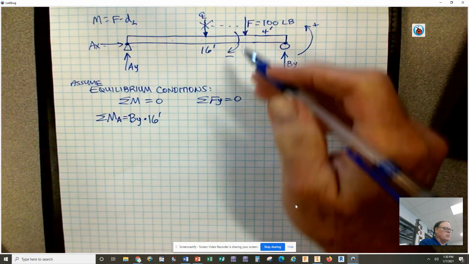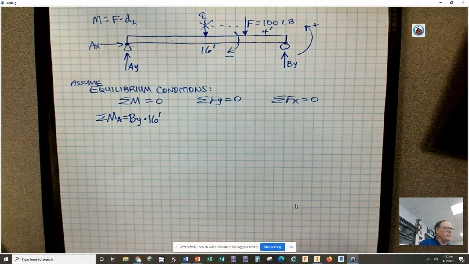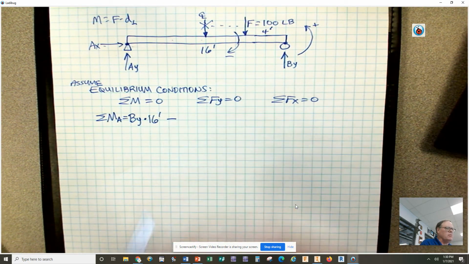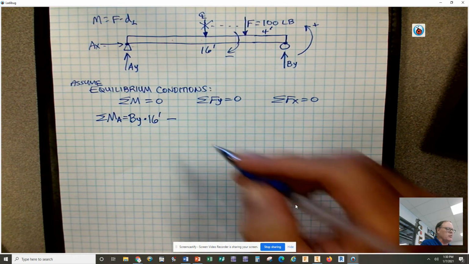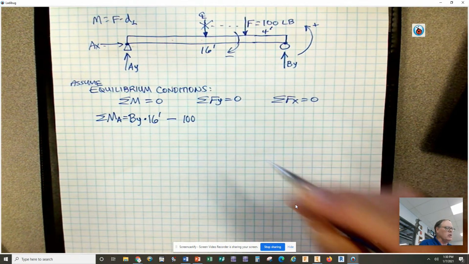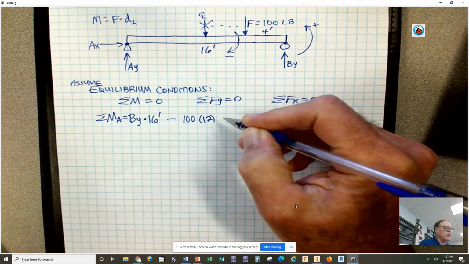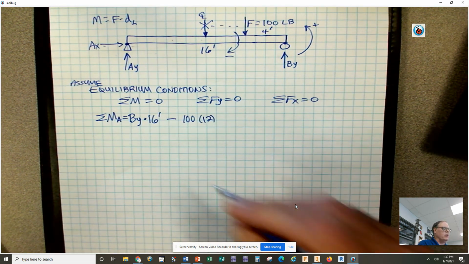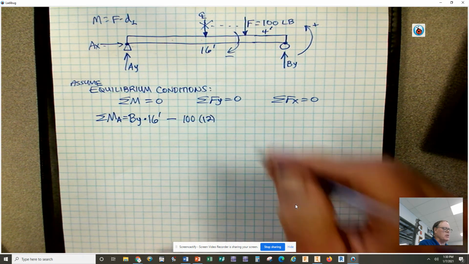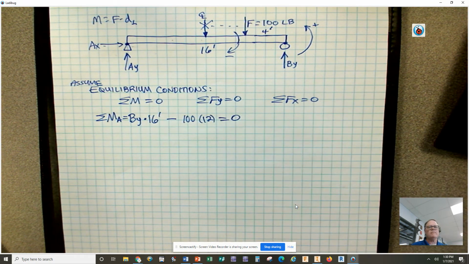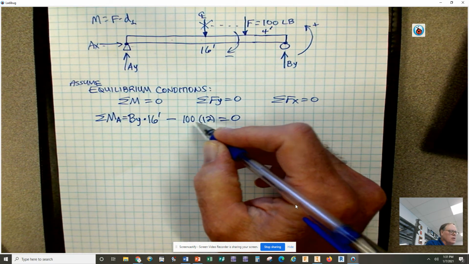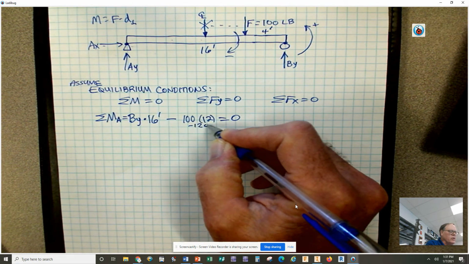So that moment for that force coming down is going to be a negative moment, so we'll make a minus. It's 100 pounds, and we know from 16 minus 4, it's 12 feet away from point A. So we know from conditions of equilibrium that the moments have to total 0. And so now with a little bit of algebraic manipulation here, 100 times 12 is negative 1200.